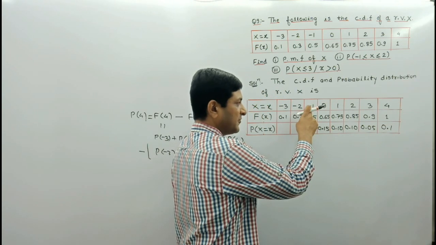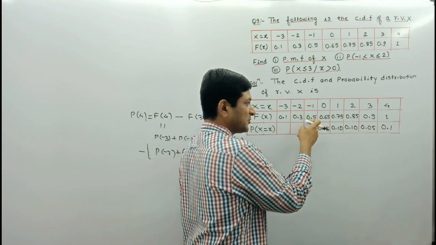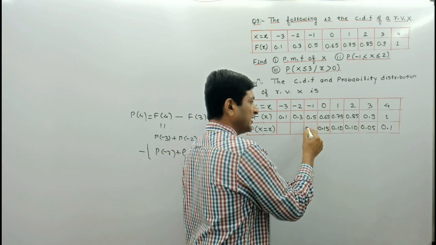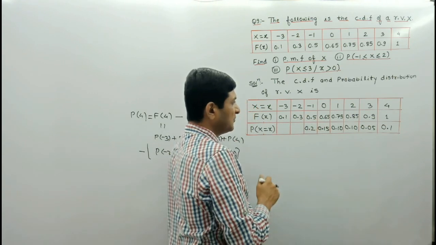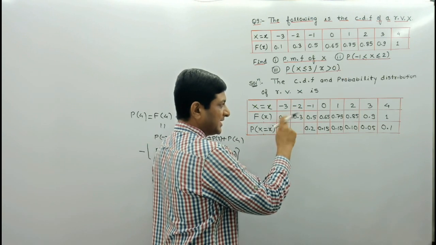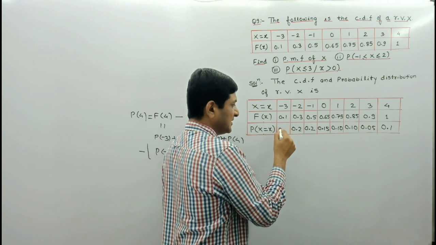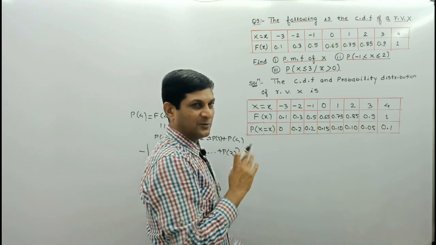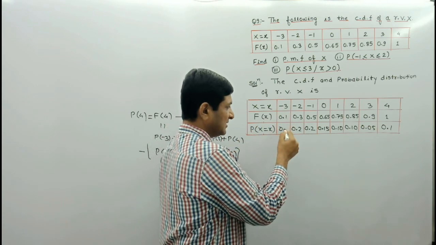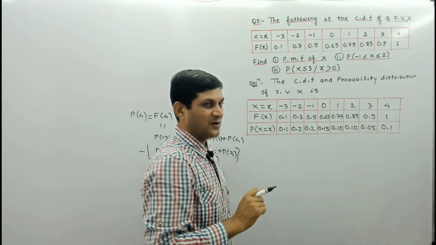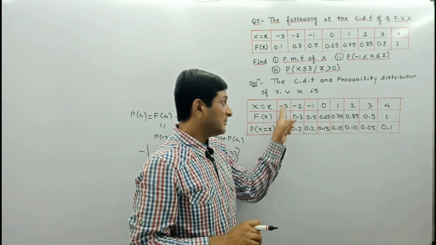Then to find out p of minus 1, take this difference: 0.5 minus 0.3 is 0.2. And to find out p of minus 2, take this difference: 0.3 minus 0.1 will be 0.2. And lastly, here nothing is the previous value for what? Minus 3. So this value itself is the value of p of x equal to minus 3.